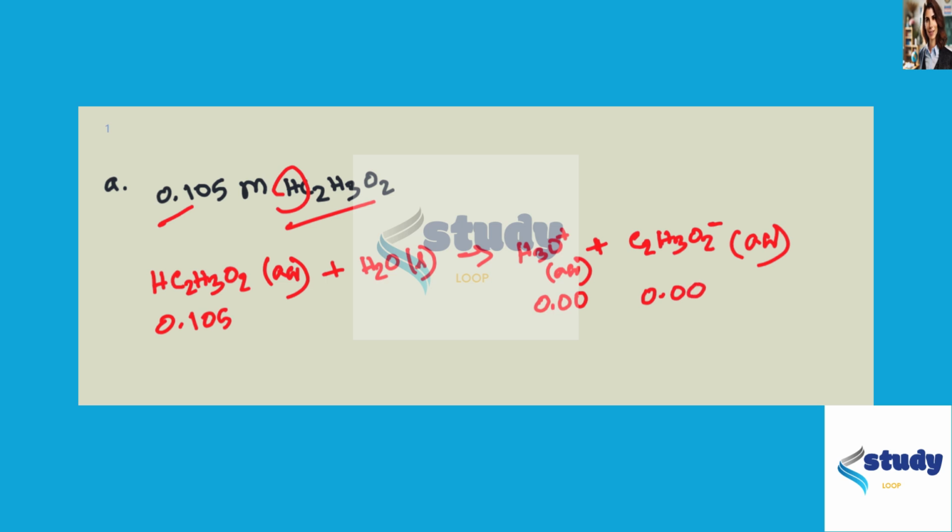Now, if we assume that X molar H plus ion are produced, or X molar of the acid is being dissociated, then we subtract X from here and we add X molar H3O plus and X molar acetate ion. So in the equilibrium of this reaction, we will have 0.105 minus X molar acid, X molar H3O plus, and X molar acetate ion.